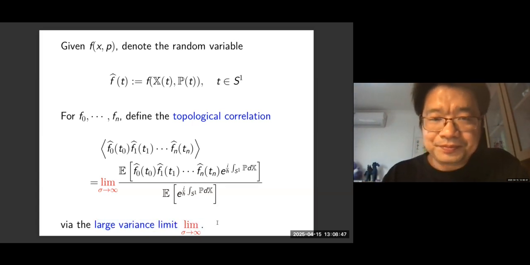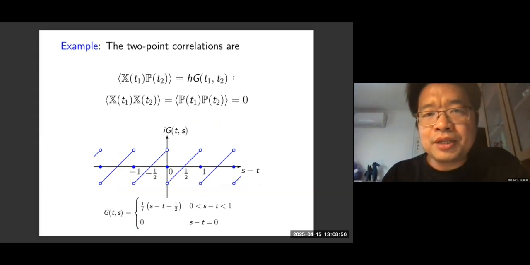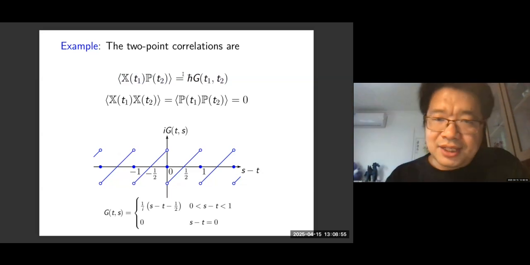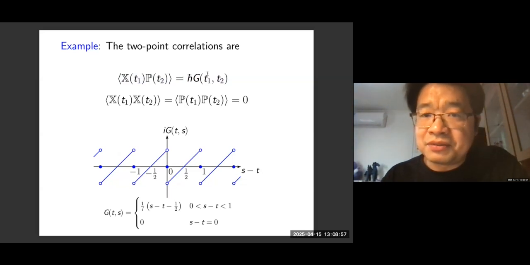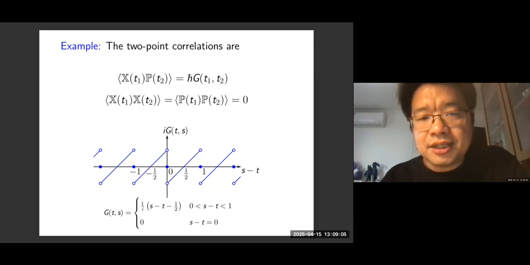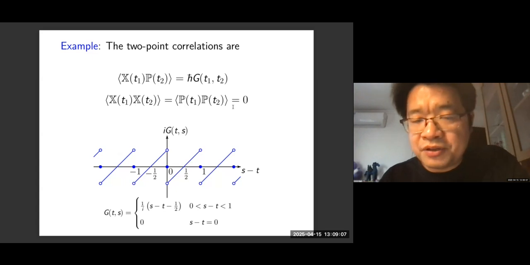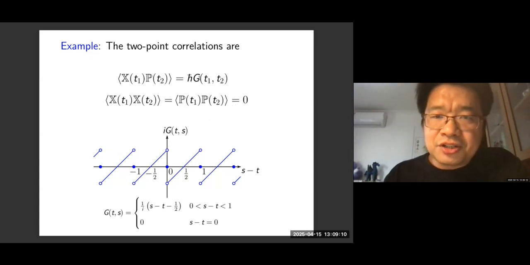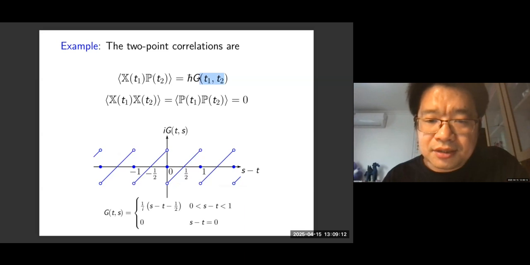So first, let's compute this two-point correlation. This two-point correlation gives the Green's function on the circle, like the inverse of the time derivative. If you draw it, it is a periodic function like that. So this is the XP correlation, and the XX and PP two-point functions are zero. This function G is basically a Green's function on the circle, the inverse of the time derivative. That's expected, because my action functional is PdX, so the propagator should be D inverse.